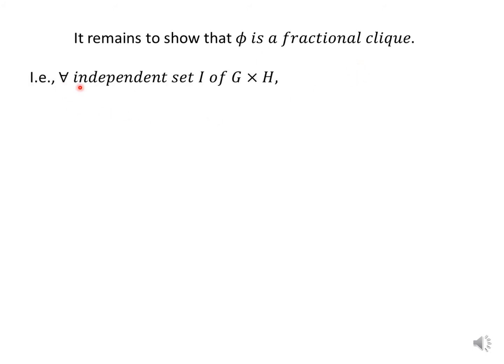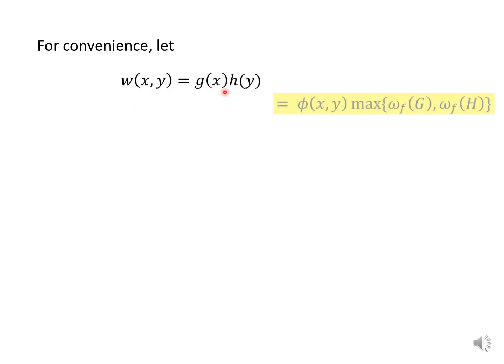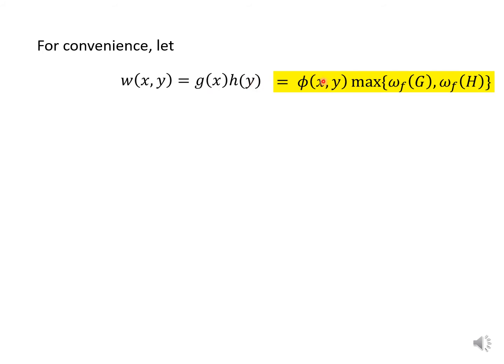That means that for every independent set I of the product graph, the total weight is at most 1. We still have to prove this one. This is the difficult part. This is for every independent set. We need to show that total weight is at most 1. This is the formula for phi xy. It's a little bit complicated because we divide by this maximum. For convenience, we define wxy equals gx times hy, which is just proportional to phi xy, equals phi xy multiplied by this number.